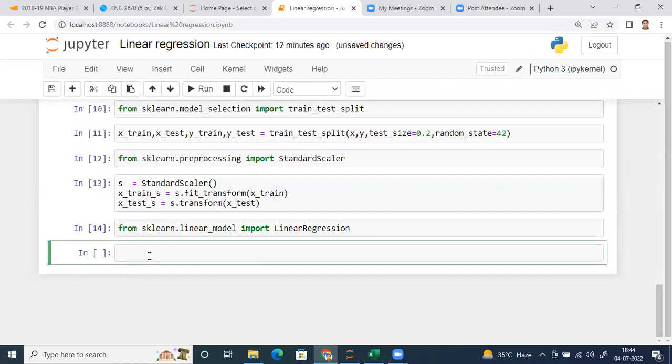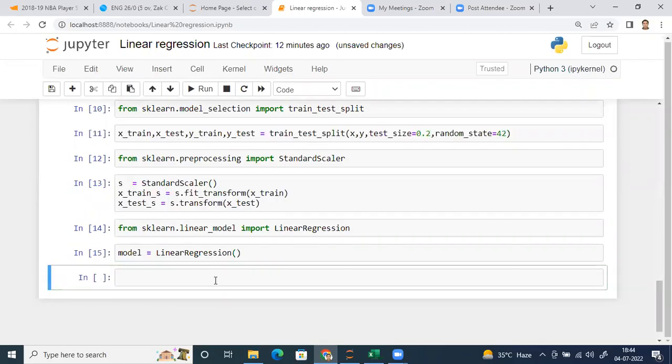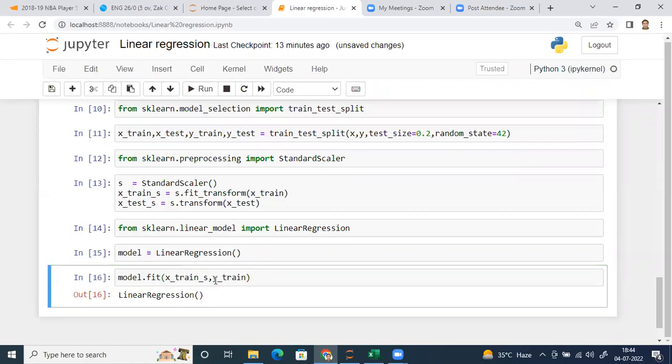Let me come here, create an instance of the same. So model equal to LinearRegression. It has a few parameters that we will discuss, don't worry. And then once it is created, I have to fit my model, train my model. So model.fit on x_train_s and y_train. So I just mention here y_train. Okay, so my model has been trained.